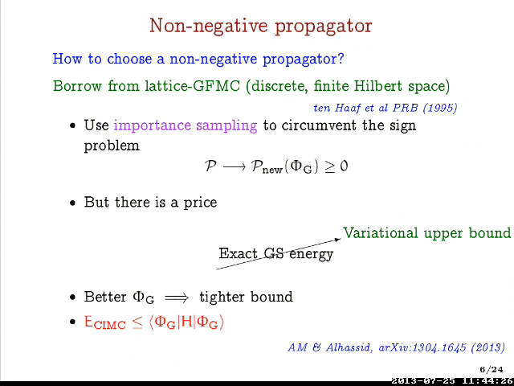I'm sorry, in what sense is this an importance function? The importance function is here in the phi g. In what sense is this an importance function, and do you use importance sampling? Let's see.